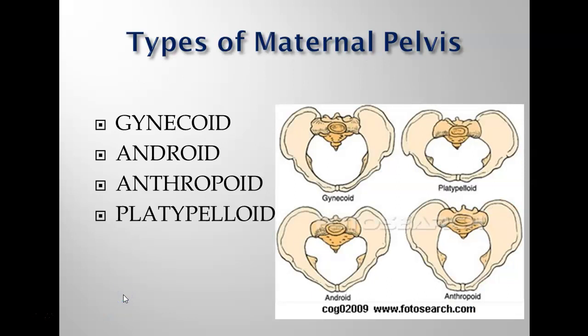So there are different types of maternal pelvises. There is the gynecoid, the android, the anthropoid, and the platypoid. The gynecoid is the ideal pelvis shape, and it's what at least 50% of women have. That's the ideal shape for delivering. The platypoid is more of a kidney shape, and this is difficult for the head to engage. So if a mom had this shaped pelvis, this would make her labor and her delivery difficult.